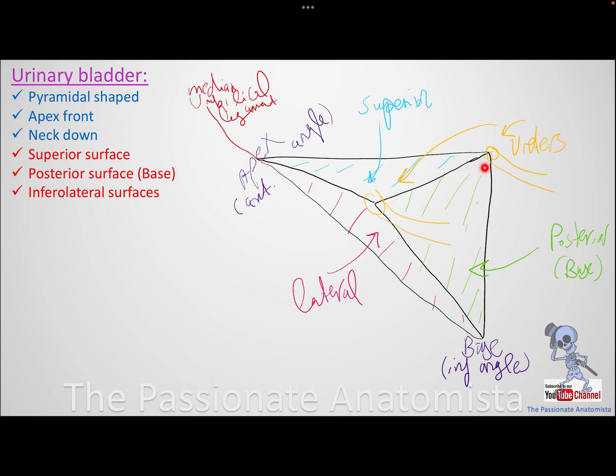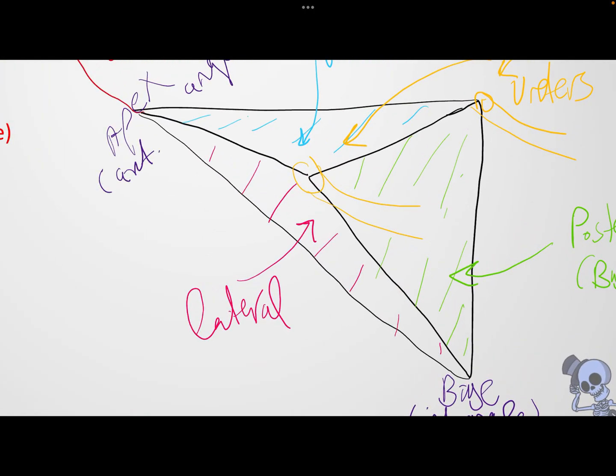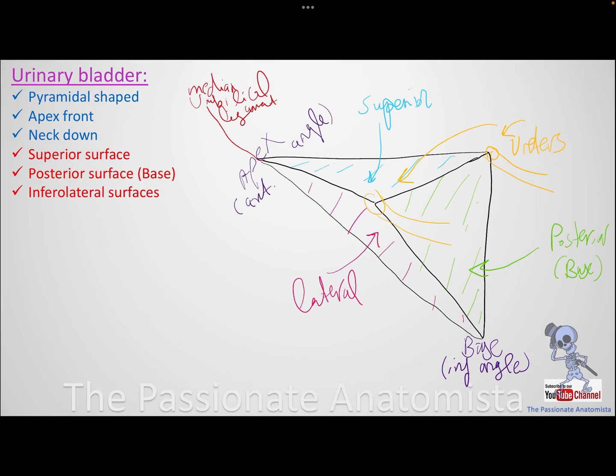Now, in the postero-superior angles of the bladder, the ureters open. In the posterior superior angles, remember, the ureters open into the urinary bladder at that angle, and here we will have the running of the urine from the ureters to the urinary bladder.